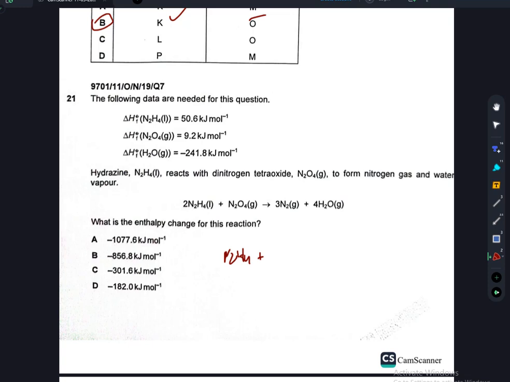N2H4 plus N2O4 is giving me 3N2 plus 4H2O. Okay, and both of these are being produced from the same substances, which are nitrogen in the gaseous state plus hydrogen plus oxygen. So now I'm going for the enthalpy changes of reaction by Hess's law. So this is HR, this is H2, and this is H1.